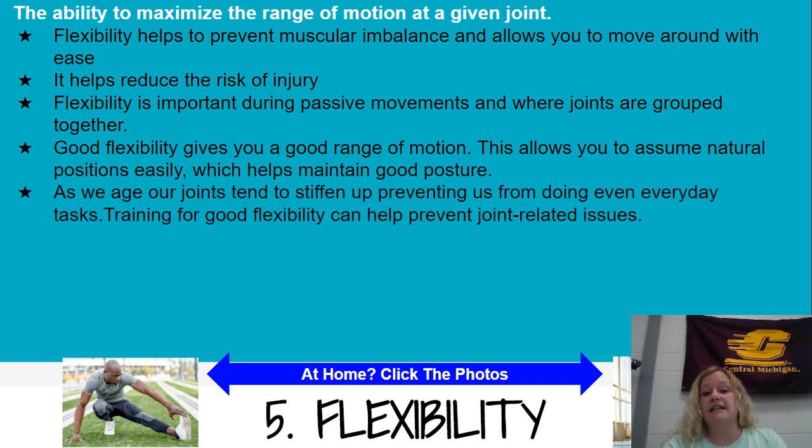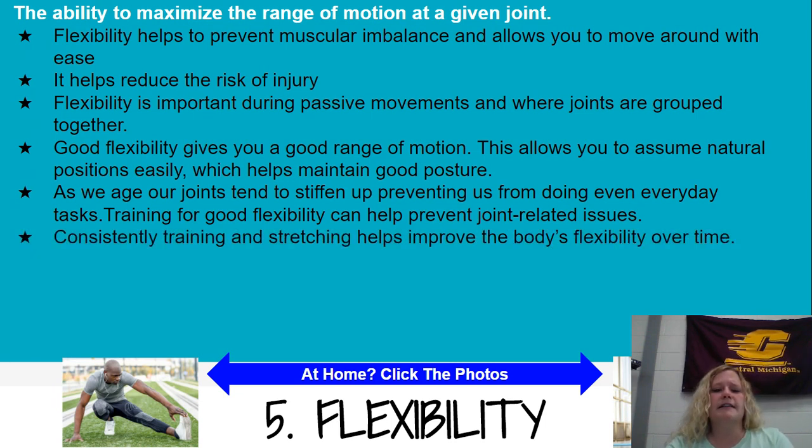As we age, our joints tend to stiffen, which then prevents us from doing everyday tasks easily. So training to have good flexibility can prevent joint-related issues later in life. So balance and flexibility are components of fitness that tend to diminish with age naturally. So it's always a good idea to include these components of fitness when you are creating a personalized fitness plan. Consistently training and stretching helps improve the body's flexibility over time. So if you find that you can stretch better on your right side than your left side, then maybe you want to focus a little bit more on your right side than your left side, because by doing that, you will improve over time.